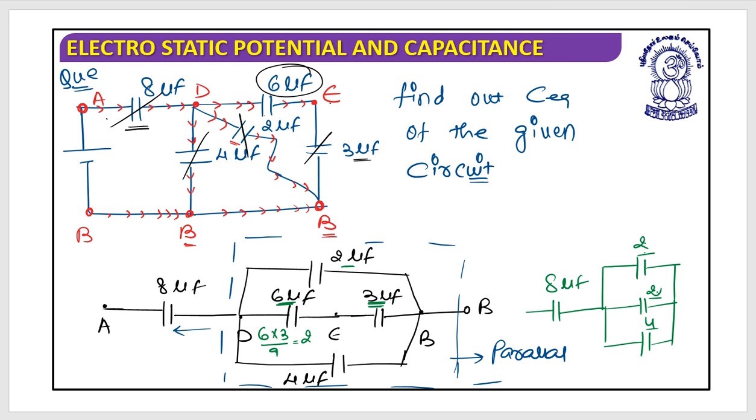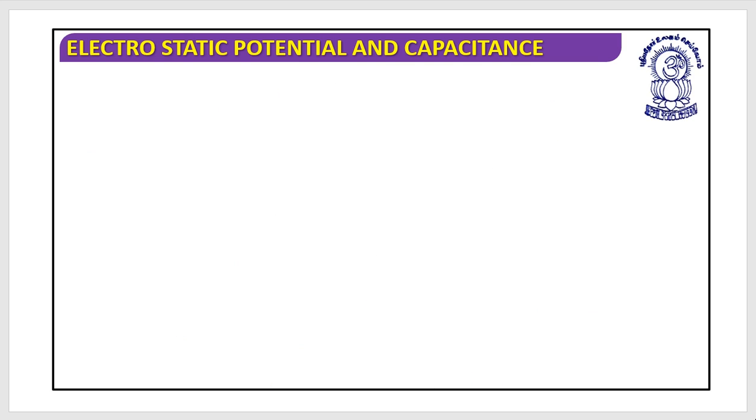So the thing would be, let me redraw this, this is the 8 microfarad. Even this C equivalent would be of 8 microfarad. So if I solve this, the situation is like that. These two are connected in series.